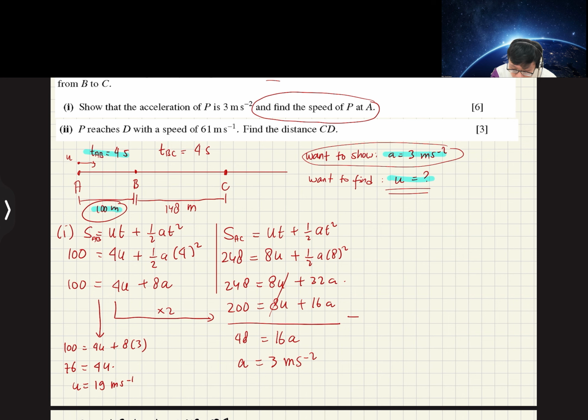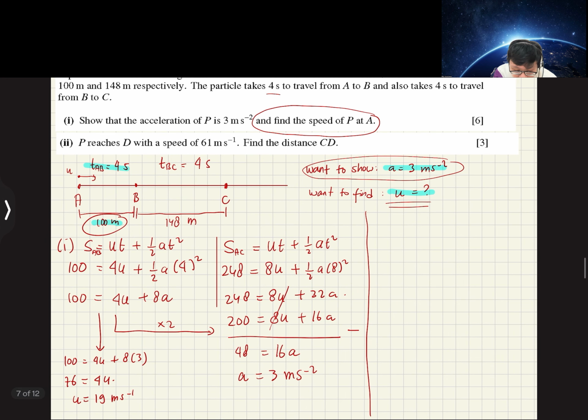Okay, the second question, we have P reaches D with a speed of 61 meters per second. So let's move this first. Okay, wait. Let's move this first.